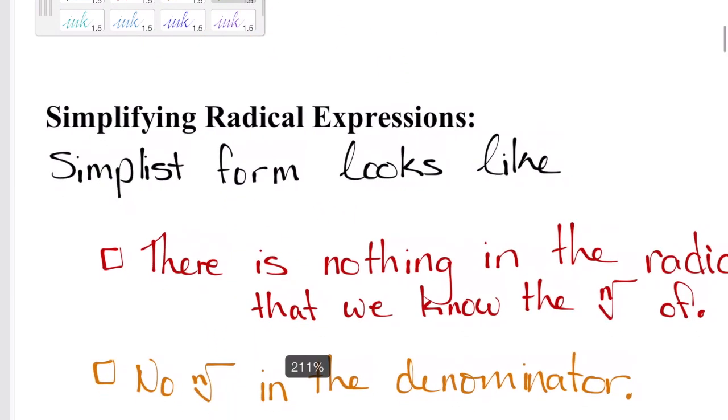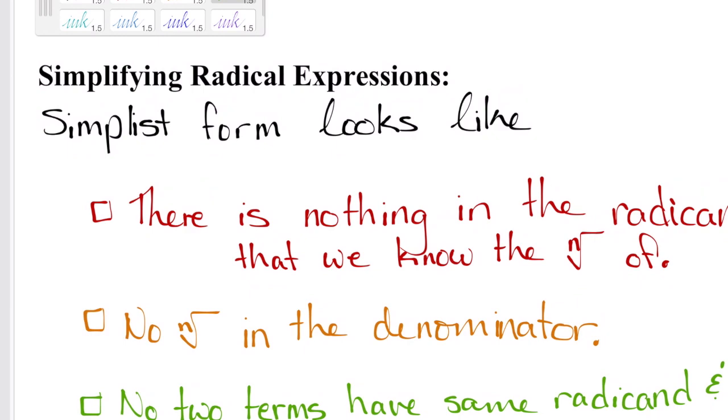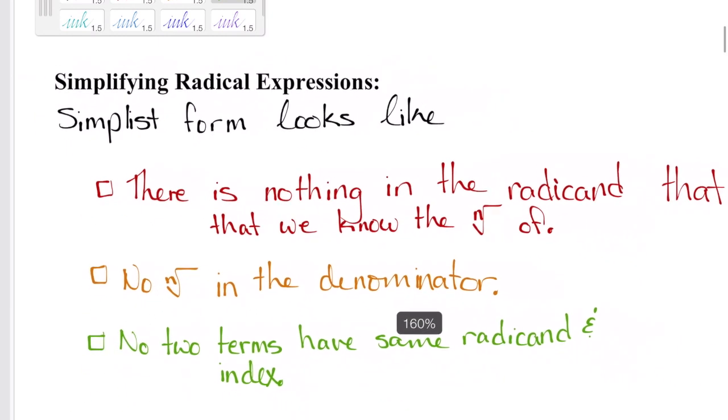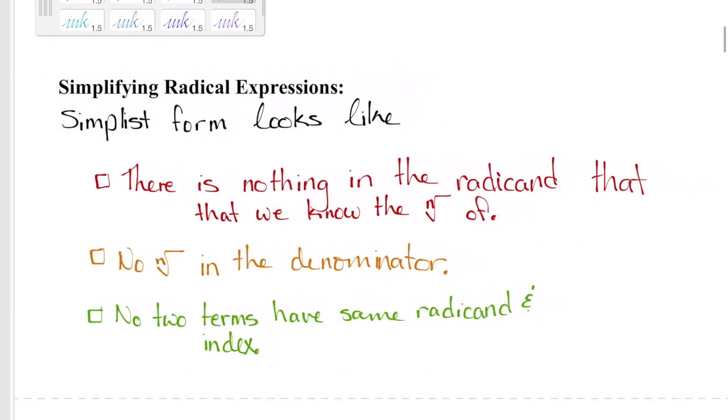All right, so when we're simplifying radicals, so we have an expression they want us to simplify. We know that it's in simplest form when there's nothing under the radical. The radicand, sorry, is what's underneath. The radical is the radical symbol. The radicand is what's underneath. So underneath the radical, there's nothing that we can take out that we actually know the square root or cubed root or fourth root of.